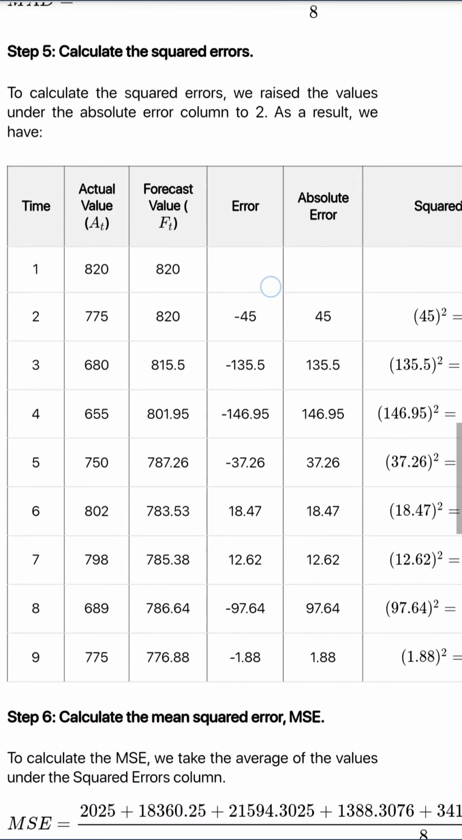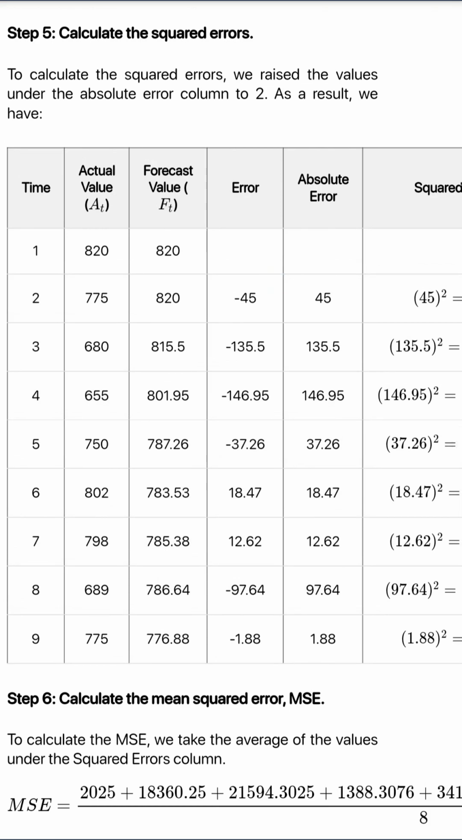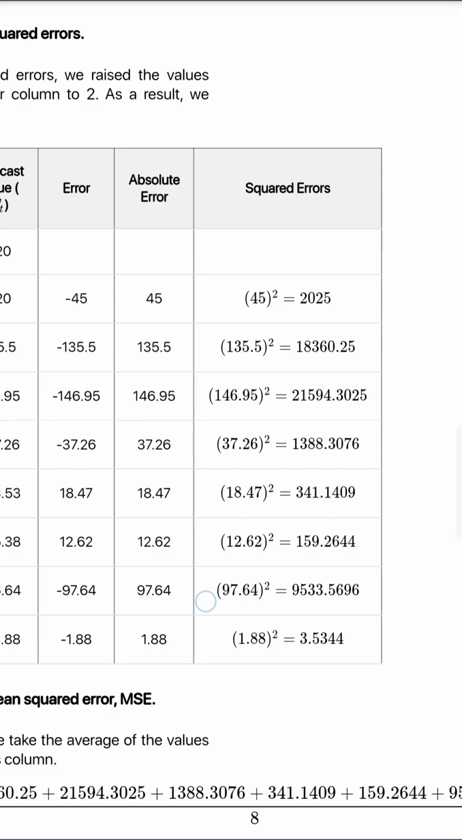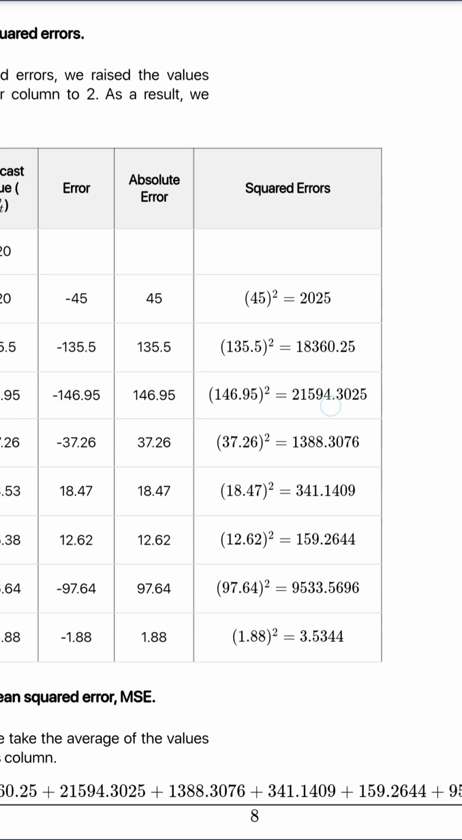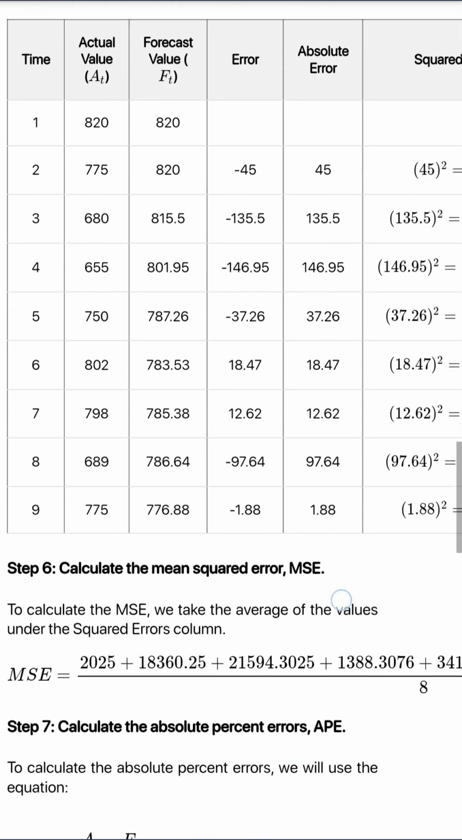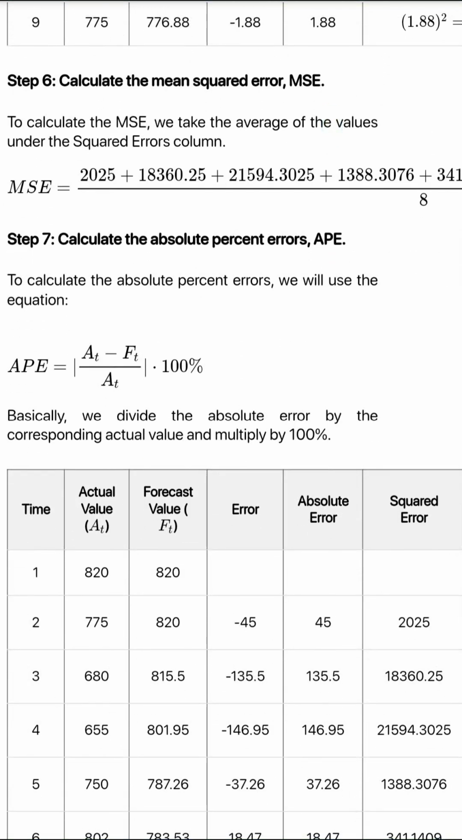In step 5, we calculate the squared errors. From the term itself, we raise each of the absolute error values to an exponent of 2. As a result, we have the following calculations. Now, what do we get if we add all these squared errors and divide by the total number of squared errors? It would be the mean squared error, which is calculated here in step 6.